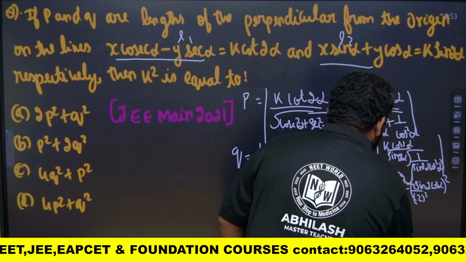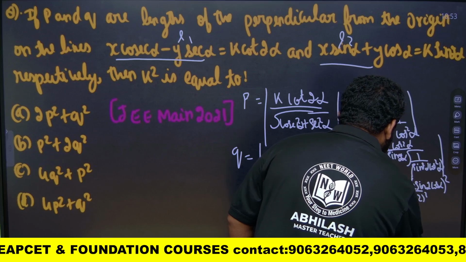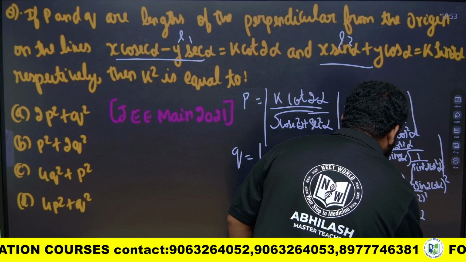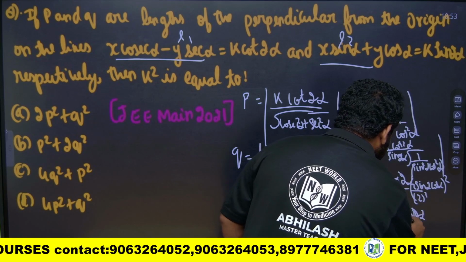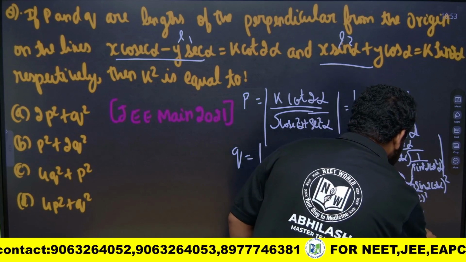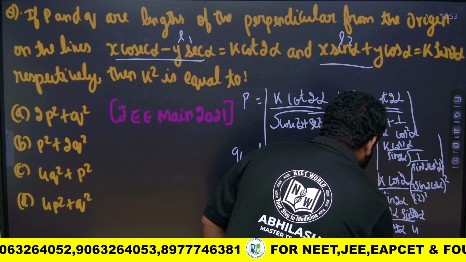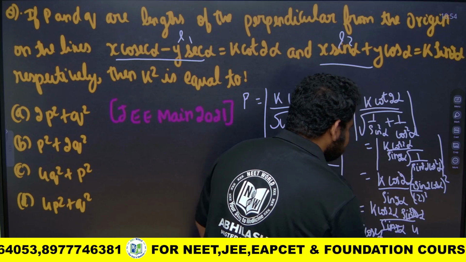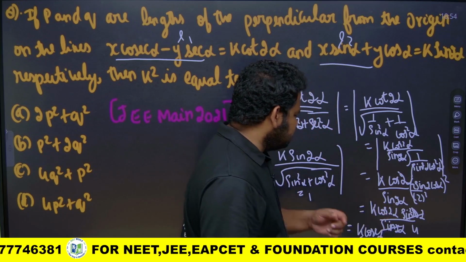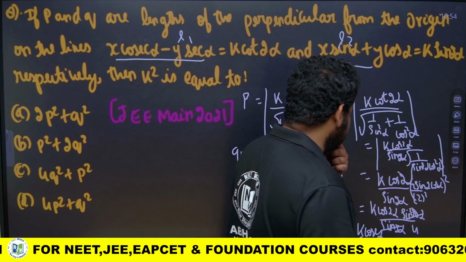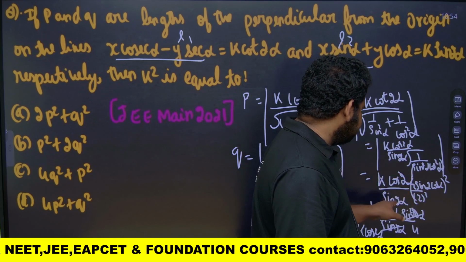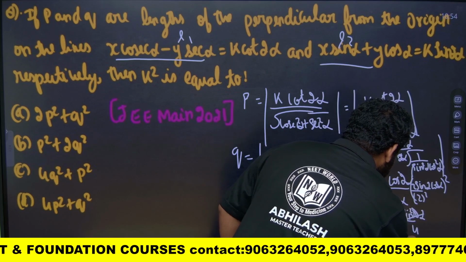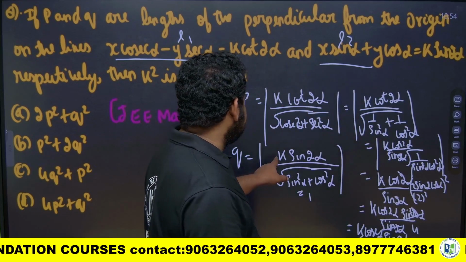So this will become equal to what? k cos 2 alpha, and this will become sin square 2 alpha divided by sin 2 alpha. This sin 2 alpha and sin square 2 alpha will cancel and I have 4 here. So this will become k cos 2 alpha into sin 2 alpha, you will get it here as sin 2 alpha itself. You are getting k sin 2 alpha.